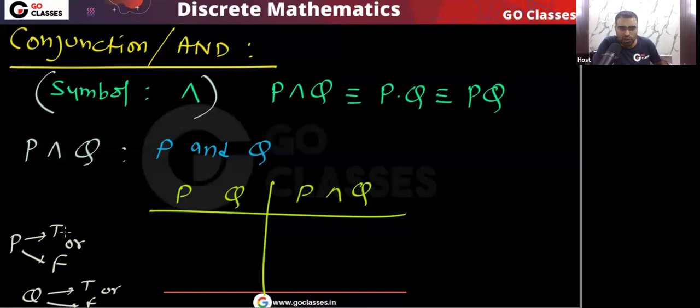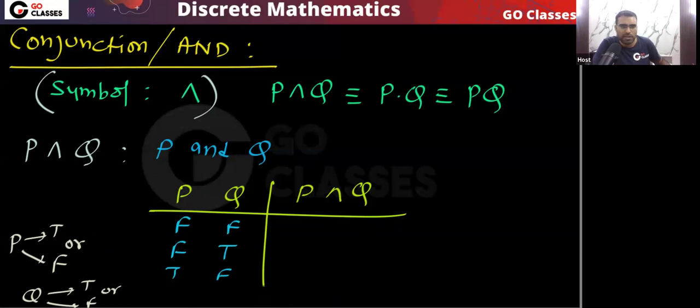You can see the truth value of P is either this or this. Similarly, the truth value of Q is one of them. So how many truth value combinations are possible? Four combinations are possible. For example, maybe both are false, maybe this is false and this is true, maybe P is true and Q is false, or maybe both are true. So you can see there are four truth value combinations possible.